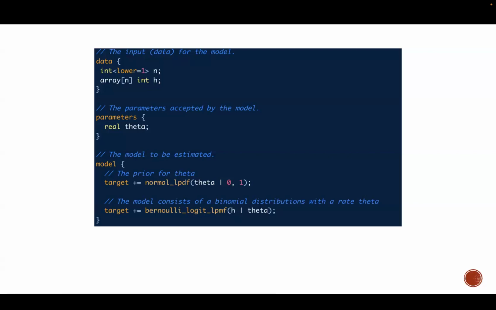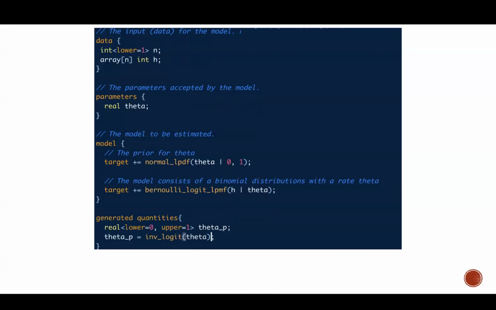Right, that's the only thing that I changed. Here I have a prior that's a normal distribution instead of a beta. And here I told Bernoulli, the Bernoulli log probability mass function, that the rate is going to be on a log odds scale. And then, given that nobody understands log odds, no matter what they tell you, if they say they do, they lie.